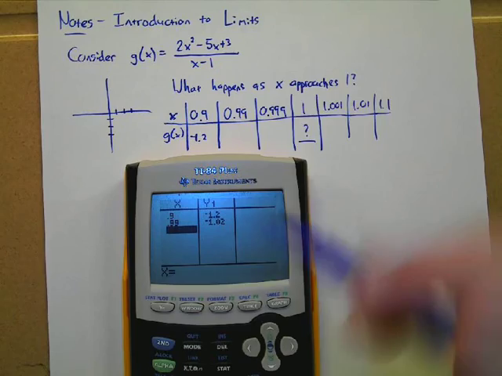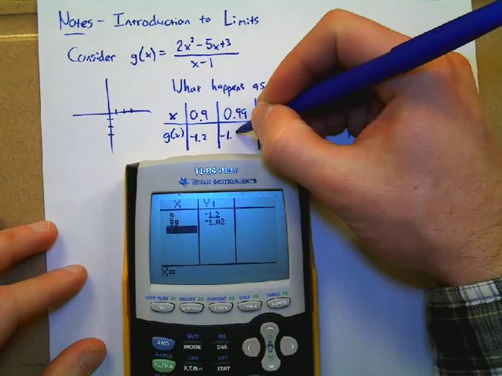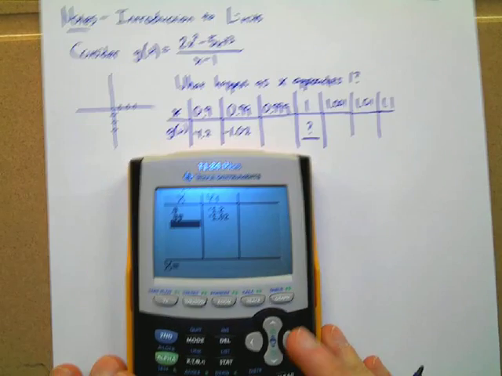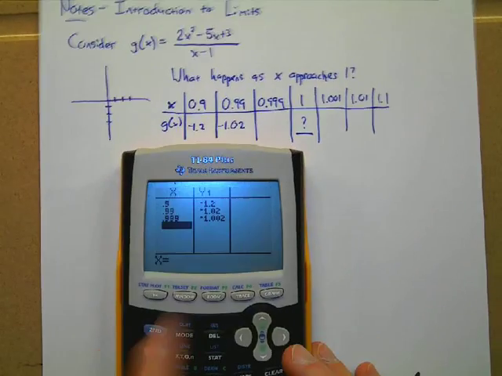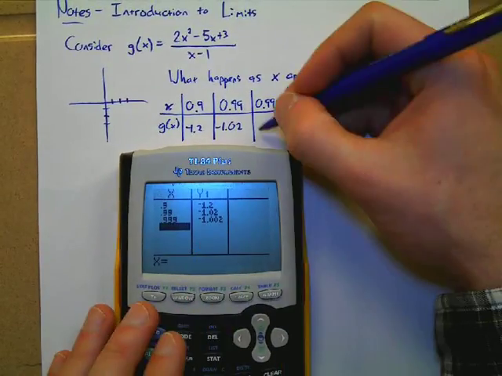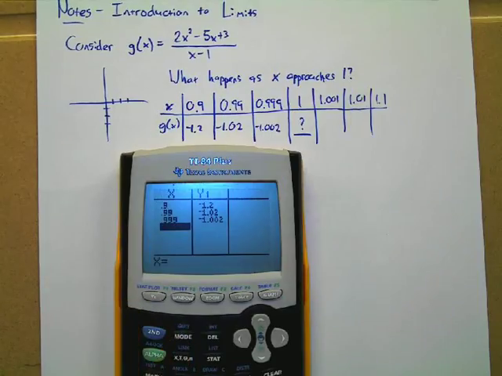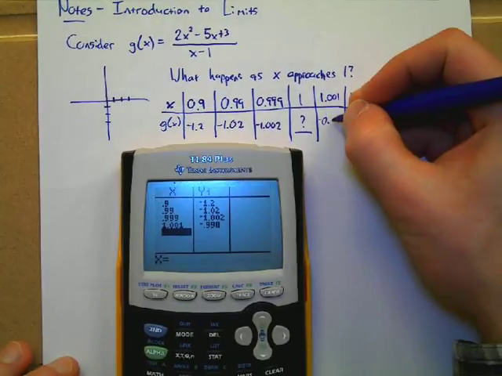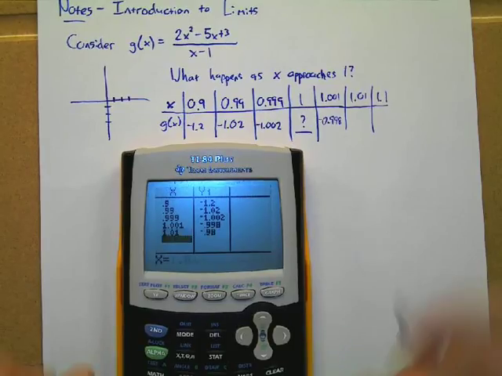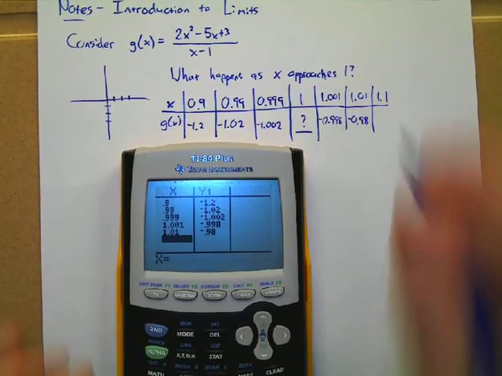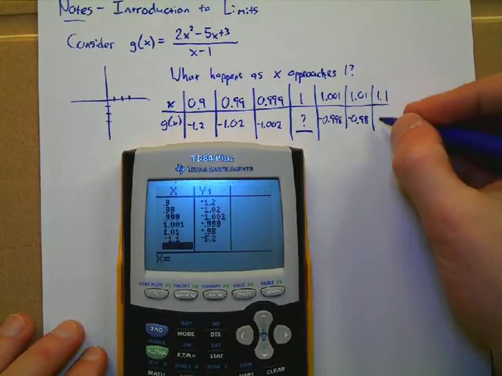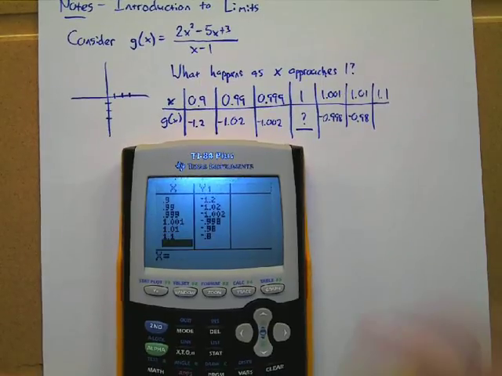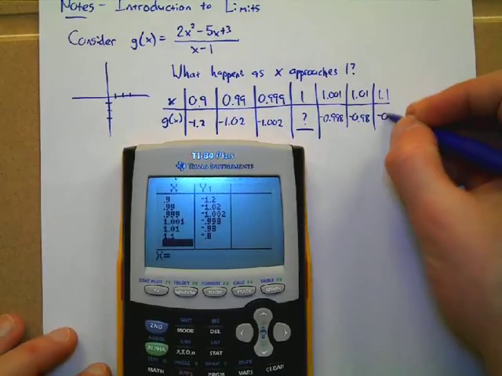Okay, I can type in 0.999, hit enter, and I get negative 1.002. Okay, and I can type in 1.001 and get negative 0.998, and then 1.01, negative 0.98, and then 1.1. I get negative 0.8, it looks like. But again, if we try to type in 1 into our calculator here, our calculator gives us an error.